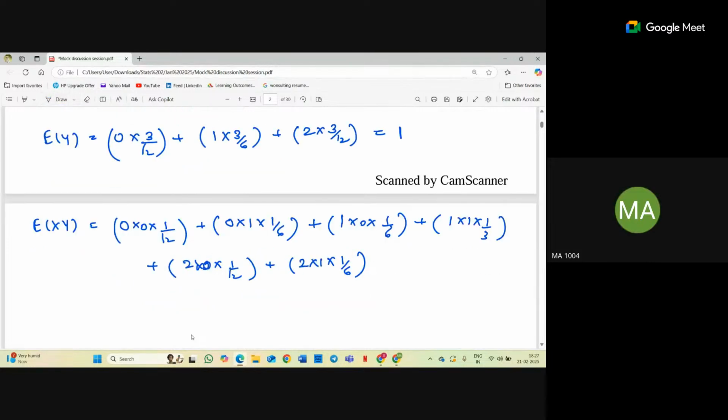So now this value would be equal to 2 by 3. That entire thing is 2 by 3, this is the expectation of xy. Yes, 2 by 3.